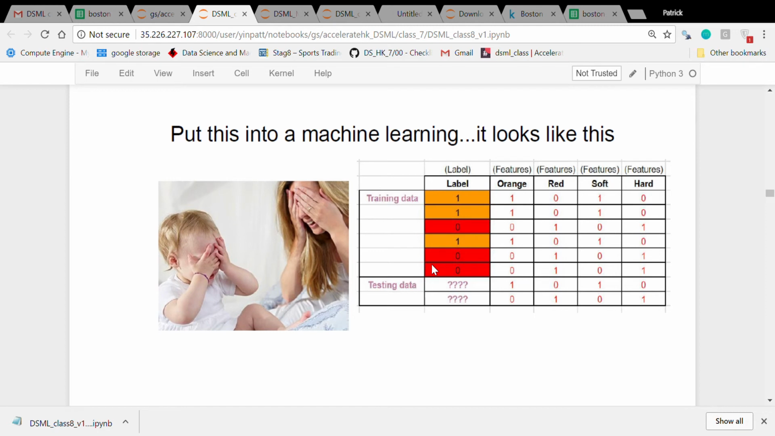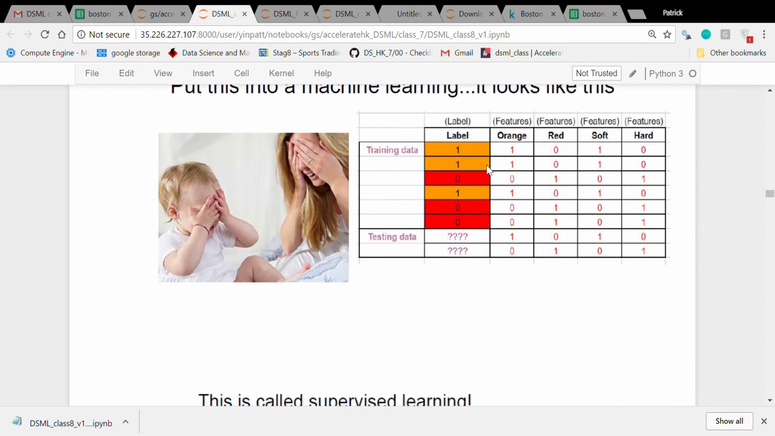If you further translate it to a computer readable format, it's gonna look like this. So you have the orange column, the red column, the soft column and hard column, and everything is translated to 1 or 0. And you also have 2 labels, which is 1 or 0. Now you can think of it as a numerical question, because everything is in numbers, and all you need to care about is, given this combination of numbers, what output can I give?